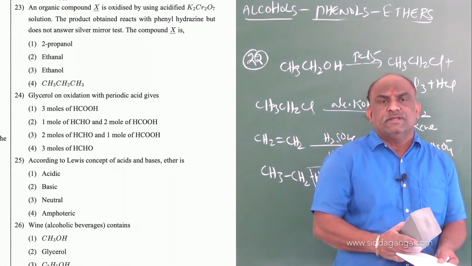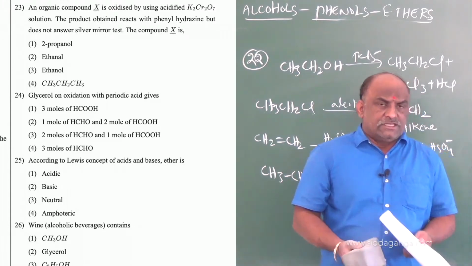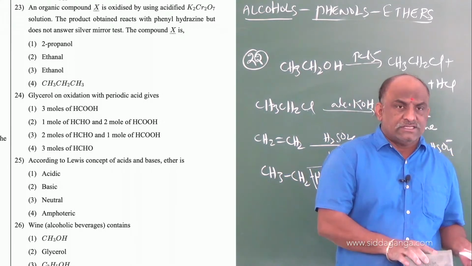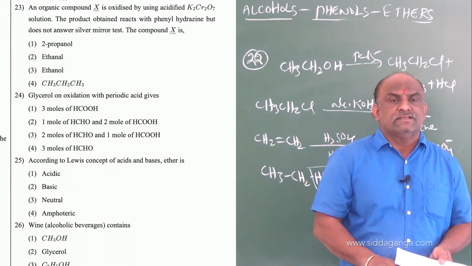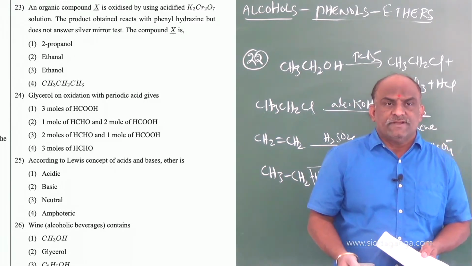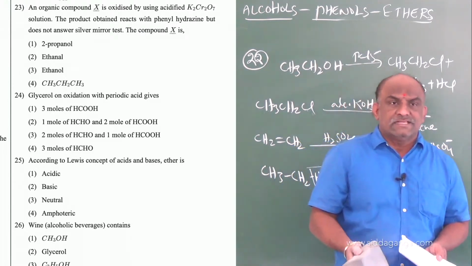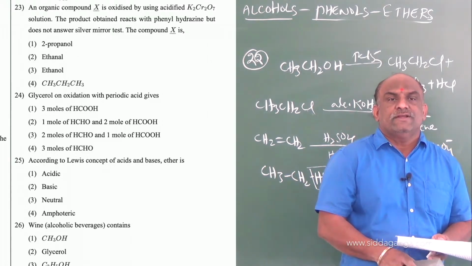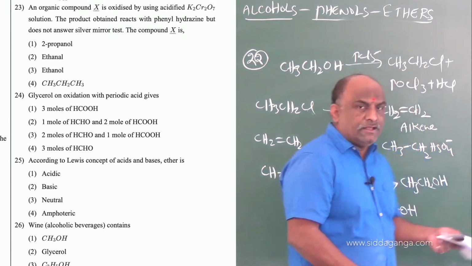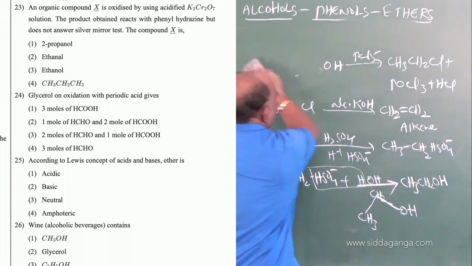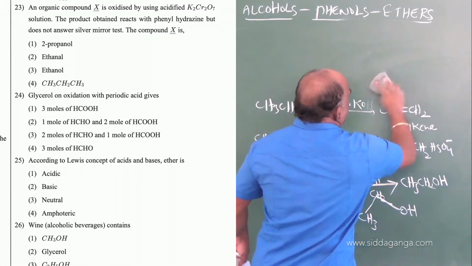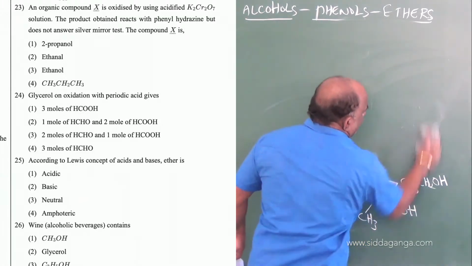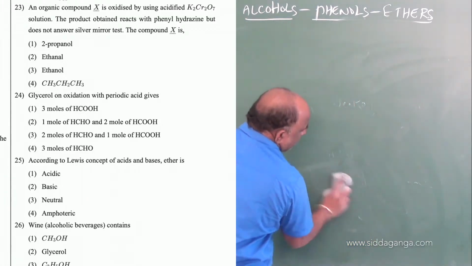This type of tests will be there: Tollens test, Fehling test, some tests for carbonyl compounds, and for alcohols also some tests will be there. These alcohol identification tests and aldehyde and ketone identification tests we will discuss in the next session. So here an organic compound X is oxidized by using acidified K2Cr2O7 solution. K2Cr2O7 acts as an oxidizing agent. Remember, alcohols on oxidation give aldehydes and ketones.